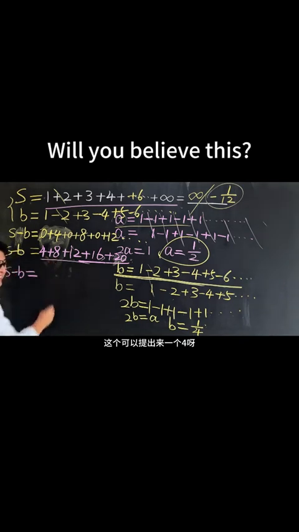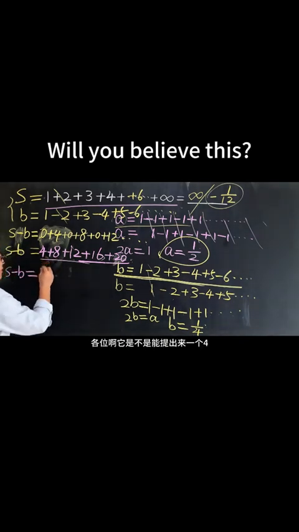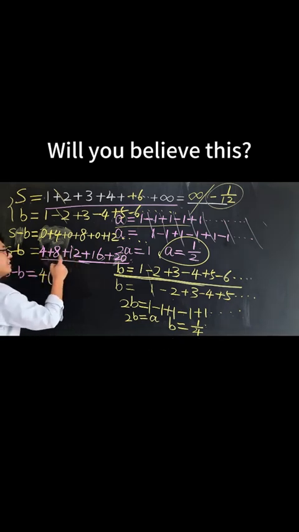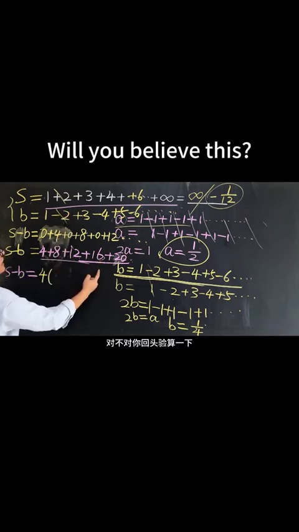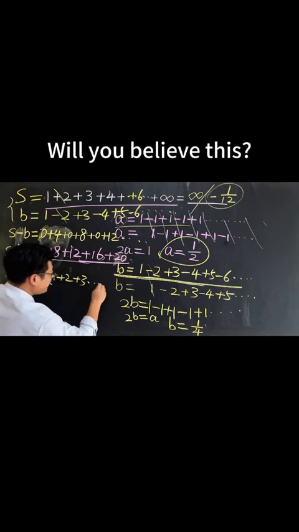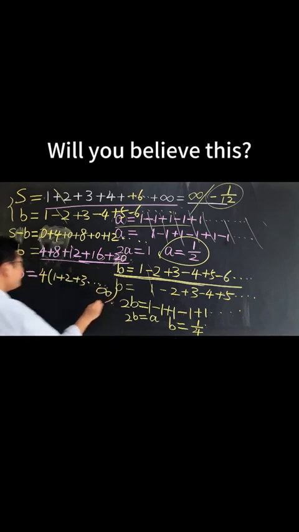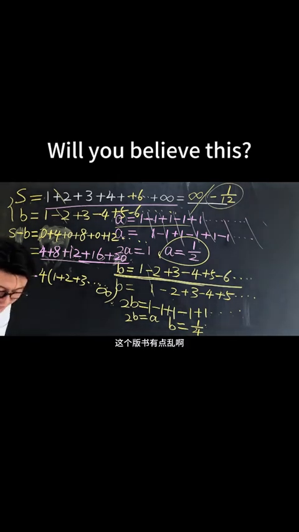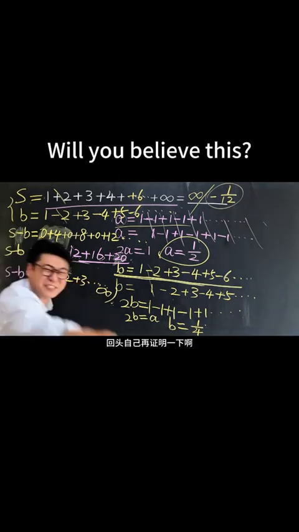You can factor out a 4 here, everyone. Can't you factor out a 4? 4, 8, 12. They're all multiples of 4. Each term increases by 4, right? Do the calculation on a separate page. Check it carefully. S minus B equals 4 times the sum of 1 plus 2 plus 3 plus 4, all the way up to infinity. Do you understand this reasoning? The board work is a bit messy, so try to prove it yourself later.